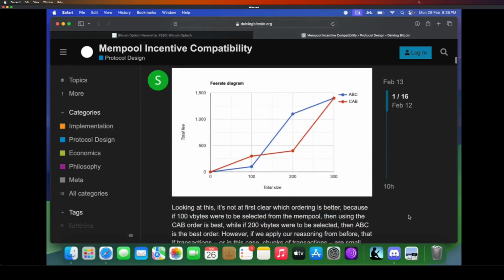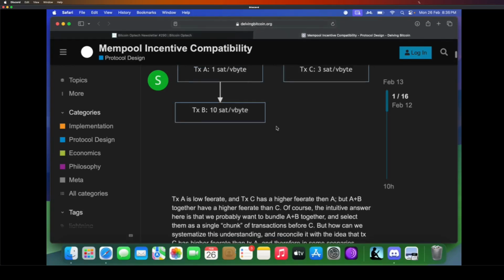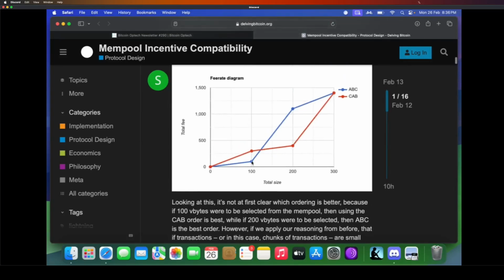Okay. So if we analyze, for example, this fee rate diagram at every stage. For instance, the blue graph is ABC and the red graph is C, A, and B. Okay, so if only one transaction has to be included, let's say there are 3 transactions and we are only allowed to take one transaction out of these 3. If we allow that one transaction to be A, we're in loss. And if we allow that one transaction to be C, we're in profit.